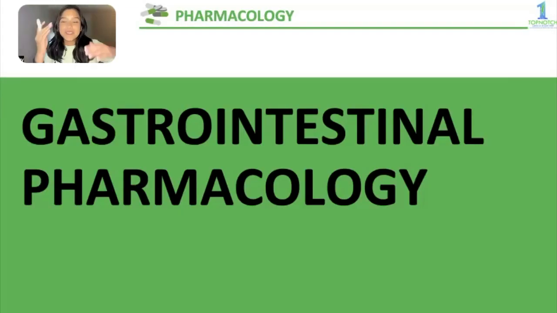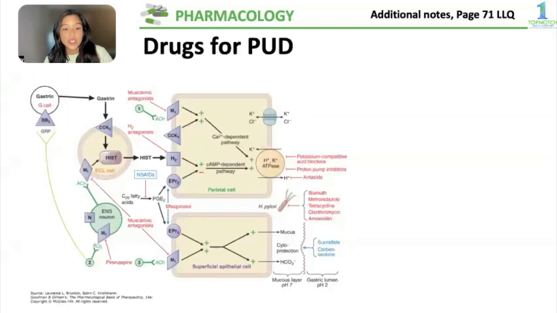Now let's proceed to discussing your gastrointestinal pharmacology. Although this is a relatively simple topic, it is one that is always quite heavily tested in the board. So do make sure that you go through these quite well. Let's start by discussing the drugs used for your peptic ulcer disease or your PUD.